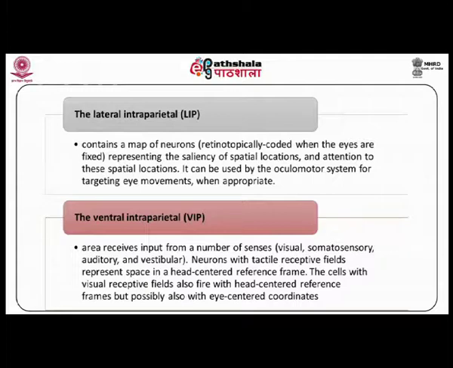The ventral intraparietal, that is the VIP area, receives input from a number of senses like visual, somatosensory, auditory and vestibular. Neurons with tactile receptive fields represent space in a head-centered reference frame. These cells with visual receptive fields also fire with head-centered reference frames, but possibly also with eye-centered coordinates.